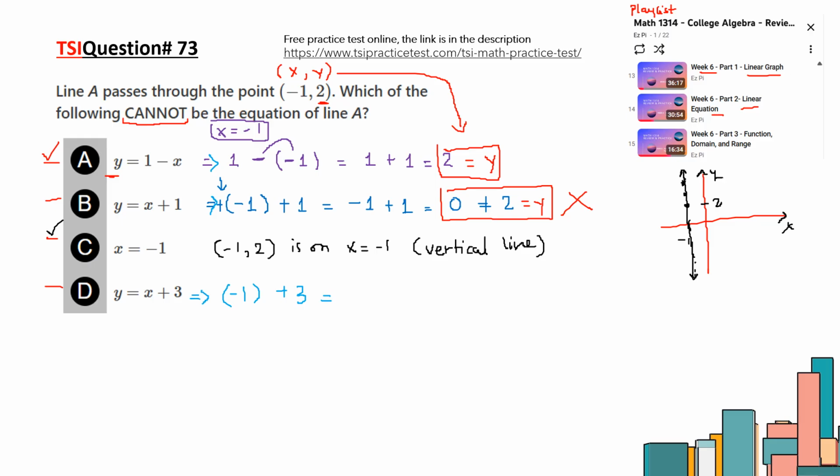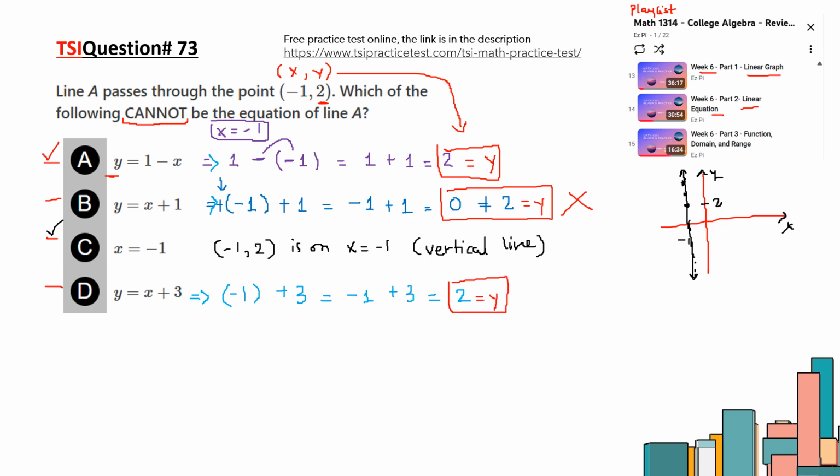Plus 3, so just like above, we have -1. Open the parenthesis, because in front of the parenthesis is a positive. In this case, we don't see the positive, right? But we know that in front of it, seeing nothing means positive. Okay, 3 minus 1 is 2, and this is equal to y.